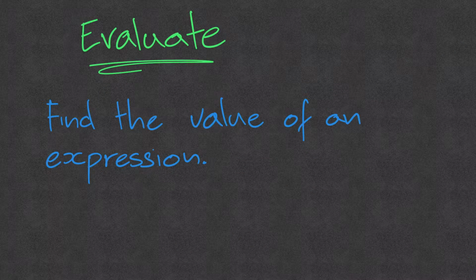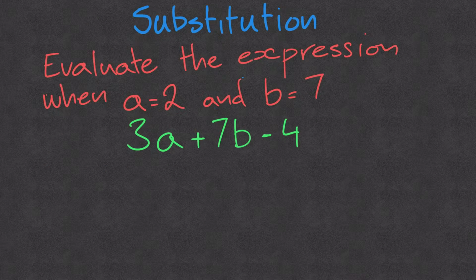So make note of this definition. A lot of questions will ask you to evaluate an expression. So that's find the value of an expression. Now, typically, you'll be given a value for these pronumerals when you are asked to evaluate the expression. So in this case, evaluate the expression when a is equal to 2 and b is equal to 7. So my first step in solving this, wherever I see an a, I'm going to replace that with a 2. Wherever I see a b, I'm going to replace that with a 7.